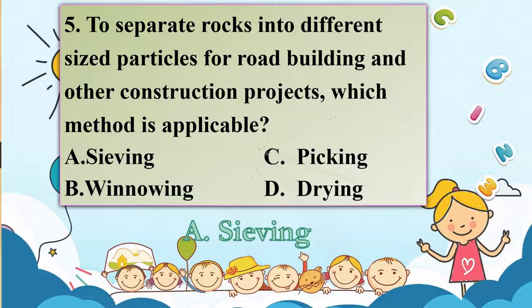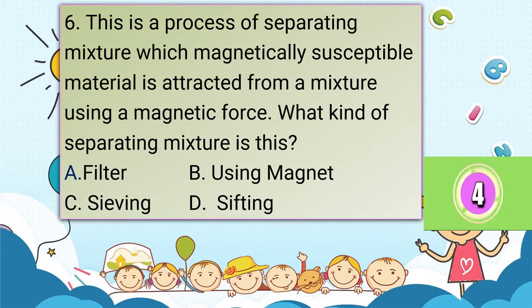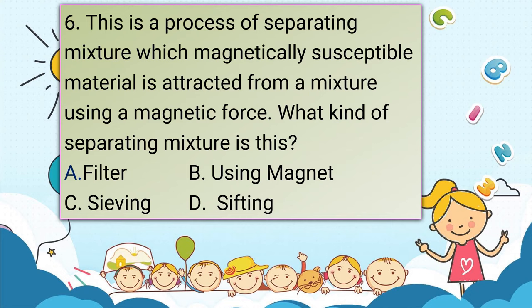Number 6. This is a process of separating mixture which magnetically susceptible material is attracted from a mixture using a magnetic force. What kind of separating mixture is this? A. Filter, B. Using magnet, C. Sieving, D. Sifting. Correct answer for number 6 is letter B, using magnet.